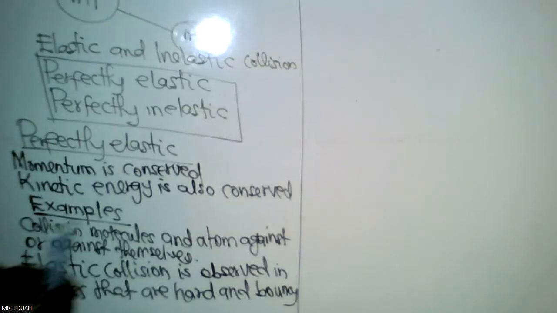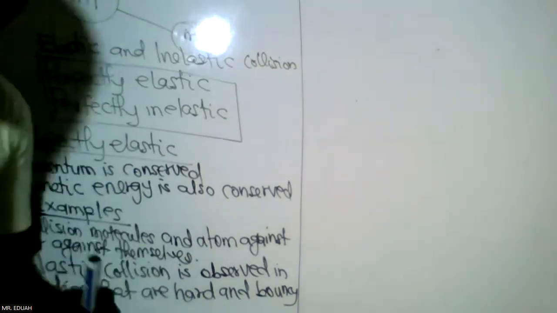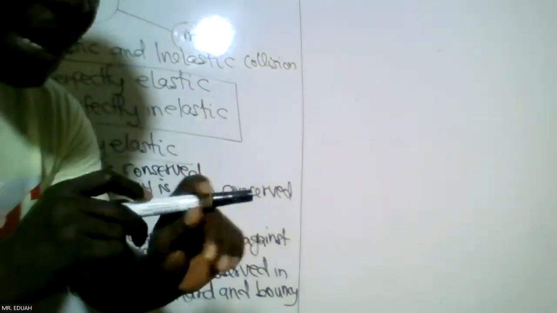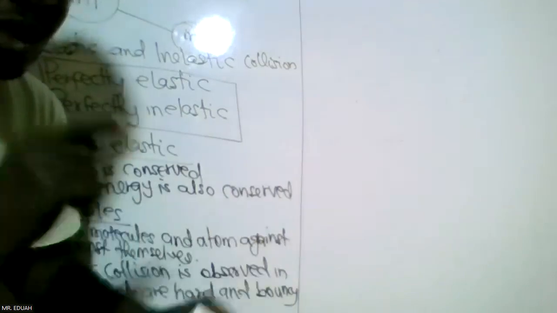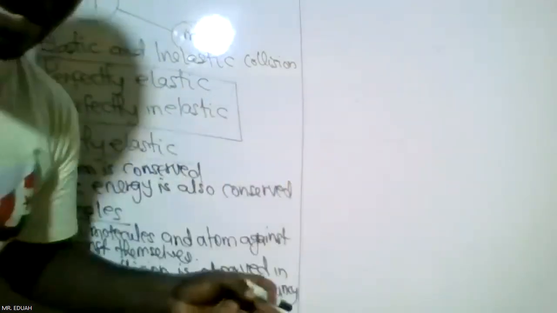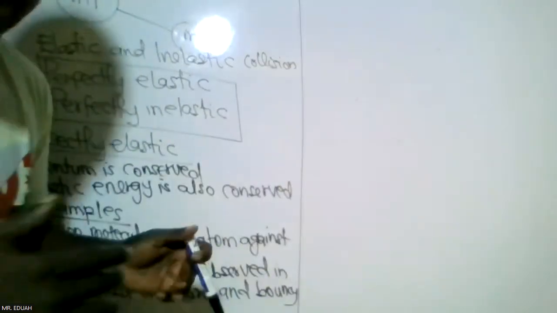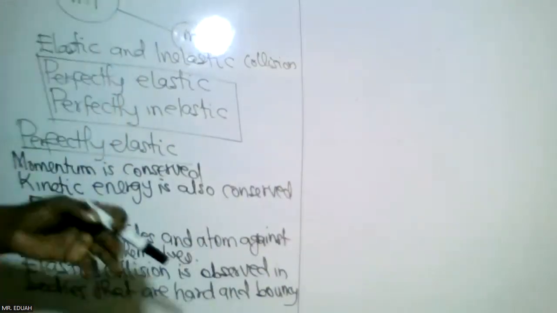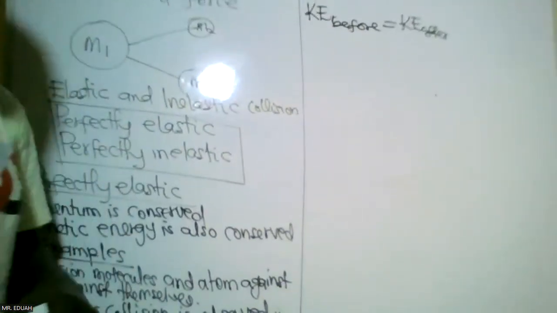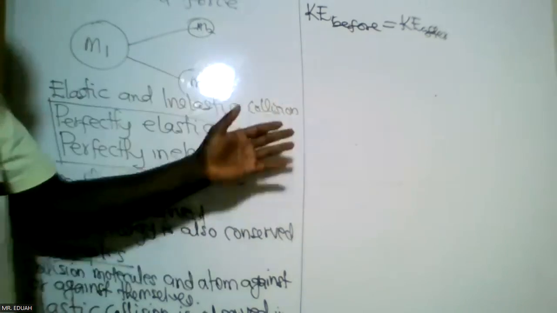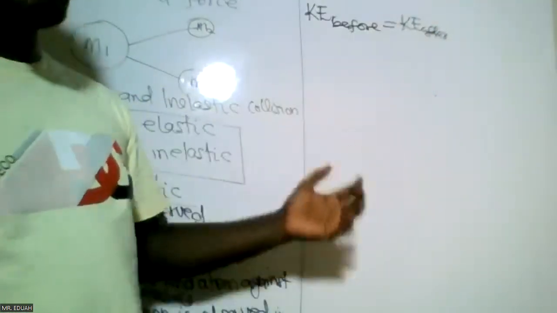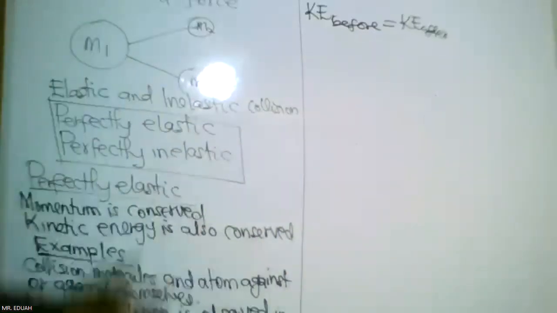The same way with the snooker ball, when a force is applied on the snooker ball, it hits one ball and then rebounces. The level of rebouncing is almost the same. So they all indicate the fact that kinetic energy or velocity before is equal to velocity after.